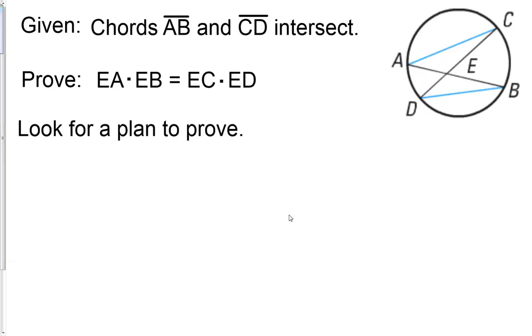We'll prove this one, and again, with these auxiliary lines, very important, right? They added AC and DB. Once you see that, you kind of see the triangles, so pause the video and look for a plan to prove this in about 5 steps.